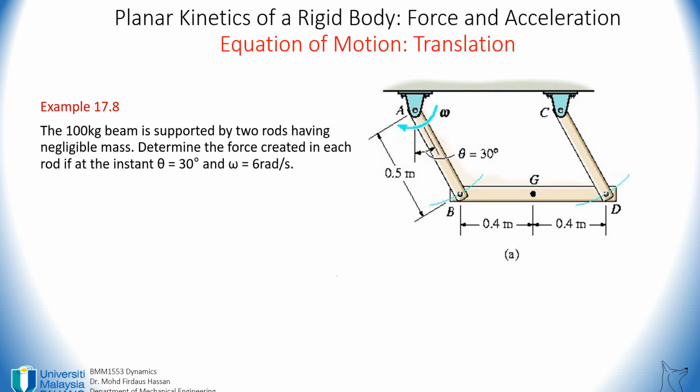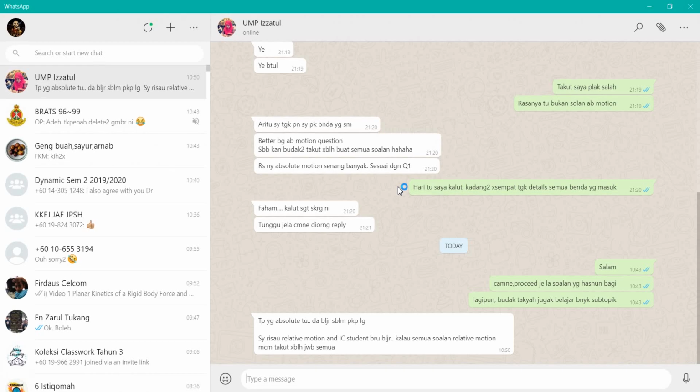Basically, in your textbook, there are two more examples for rectilinear motion: Example 17.6 on page 416 and Example 17.7 on page 417. So you can do them by yourself, but this example is about curvilinear motion.